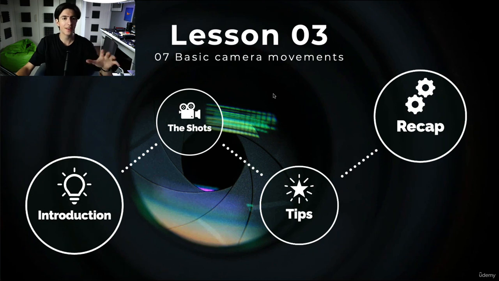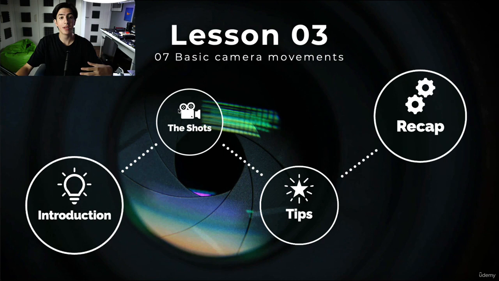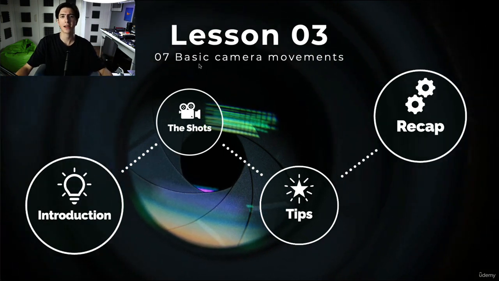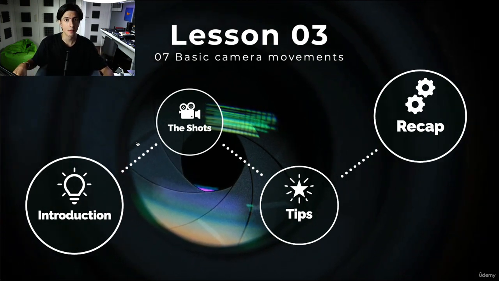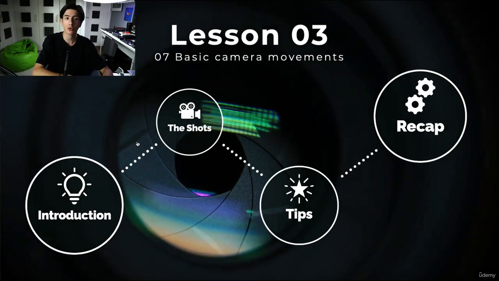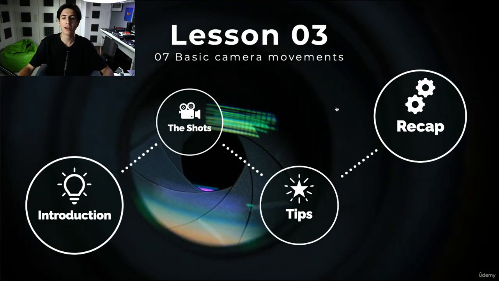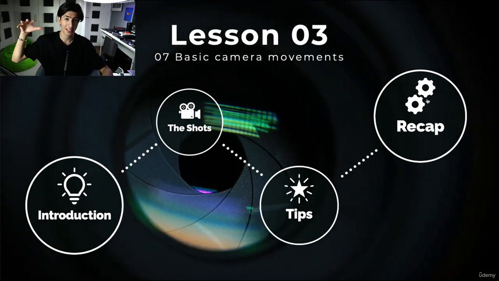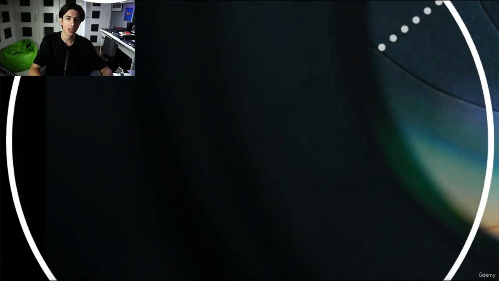So, ladies and gentlemen, this is going to be the basic outline of this lesson. We're going to start by me introducing you to those 7 basic camera movements and what we're going to talk about in this lesson. Then we're going to move into those 7 different shots and analyze each and every one of them, and I'm going to give you some examples for each of those shots. Then some tips when it comes to actually applying those camera movements to your videography. And then, of course, we're going to have a small recap because it's a lot of information packed in this lesson. So let's start with the introduction.